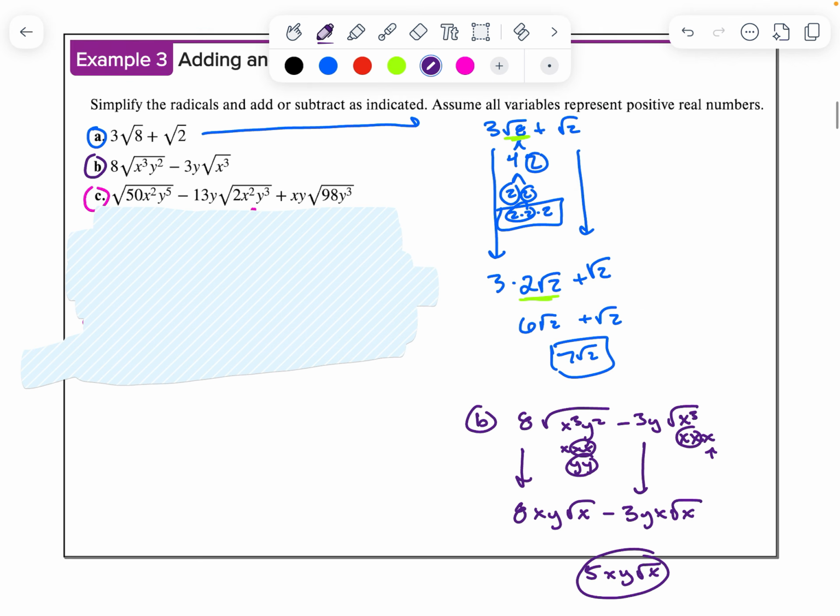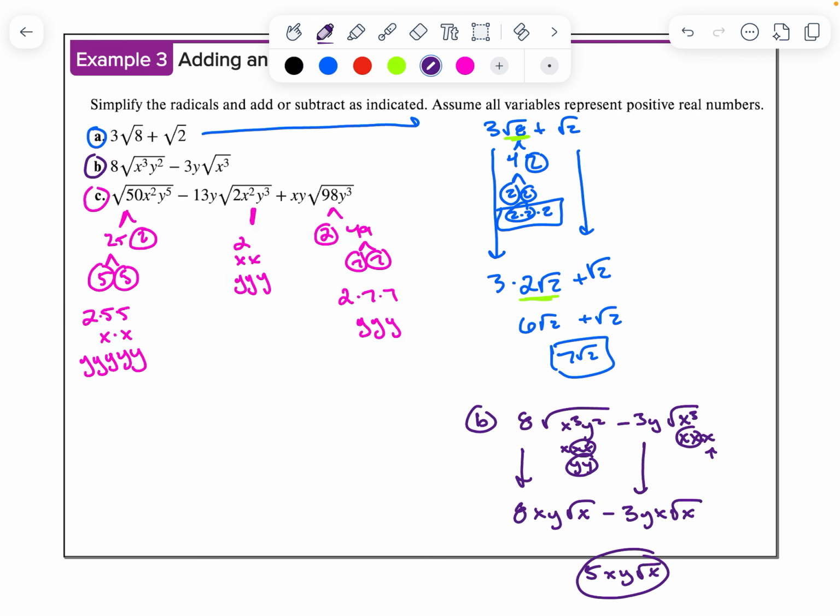Take a second. When you get ready to unfreeze the video, I'm going to show you how I simplified each square root. This is how those are simplified. And so that's square root 50 x squared y to the fifth. Look here, I have buddies, buddies, buddies, buddies. So I have 5x y squared. And without buddies, I still have a 2 and a y.